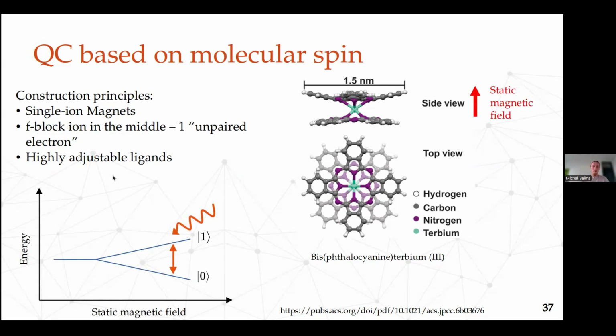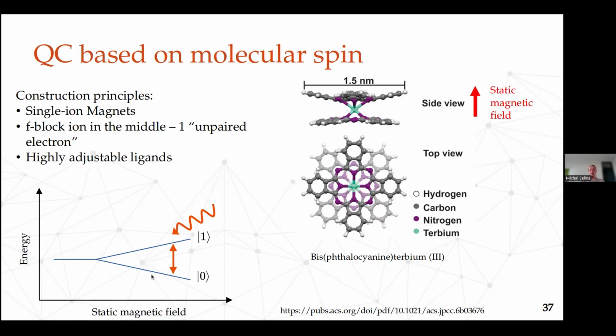The thing is that you want to have this F element with one unpaired electron, in order to have a system with electronic spin not equal to 0. And this electronic spin interacts with a static magnetic field, and by applying this static magnetic field, you distinguish different energy levels.